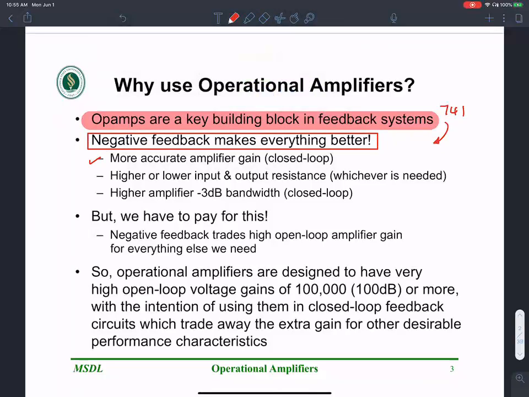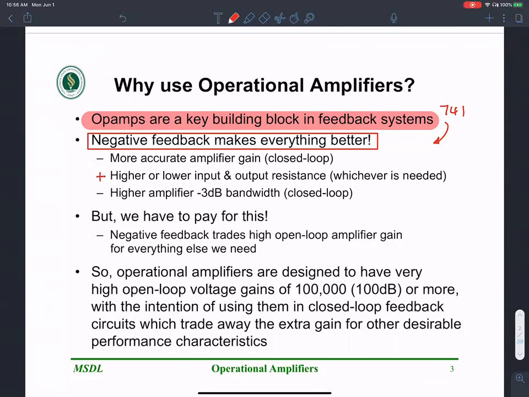A gain that is independent of PVT, process, voltage and temperature variations. A gain that is more accurate and constant, and higher or lower output resistance. If you want a high output resistance, negative feedback will give you that. If you want a lower output resistance, negative feedback will give you that too. So negative feedback will give you whatever works best for your configuration.